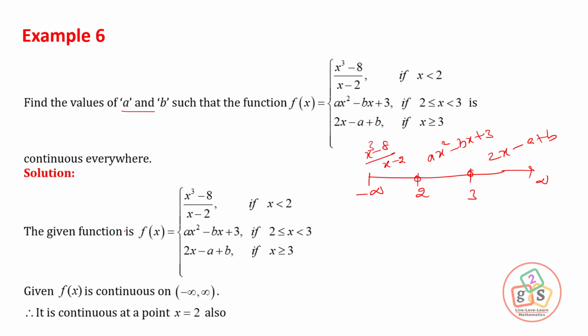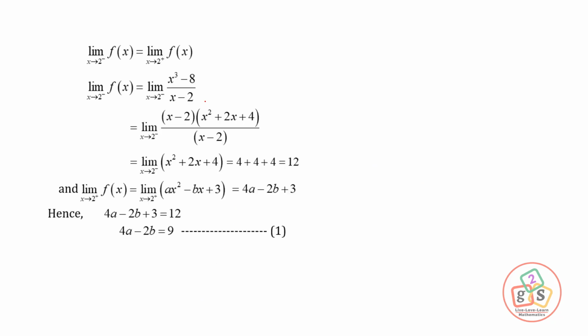So the given function is f of x, and the function is continuous on the whole real line. In particular it is continuous at x equal to 2 also. So what is the meaning of continuity? Left hand limit is equal to right hand limit is equal to the function value. So find the limit as x tends to 2 minus of f of x, which should equal the limit as x tends to 2 plus. First we find 2 minus. What is the function here? It is x cube minus 8 by x minus 2.